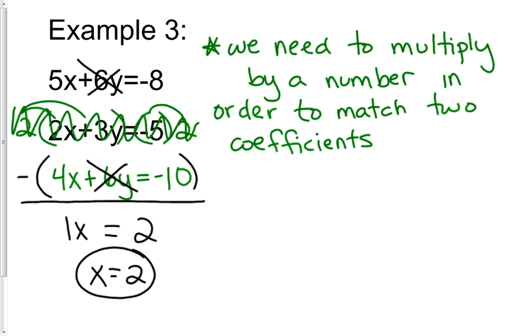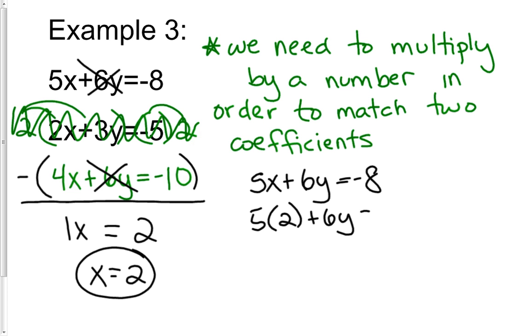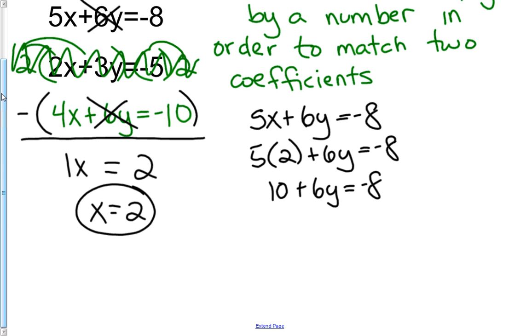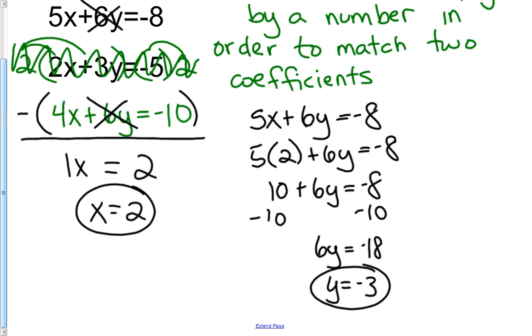I'm going to go ahead and take that x value of 2, plug it into my first equation. So we have 5 times 2 plus 6y equals -8. 10 plus 6y equals negative 8. 6y equals negative 18. Divide everything by 6. We get y is equal to negative 3.